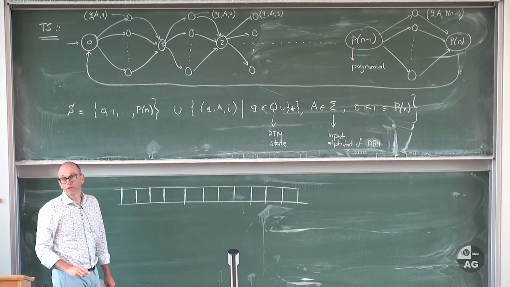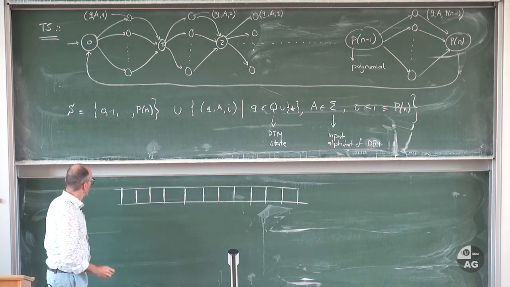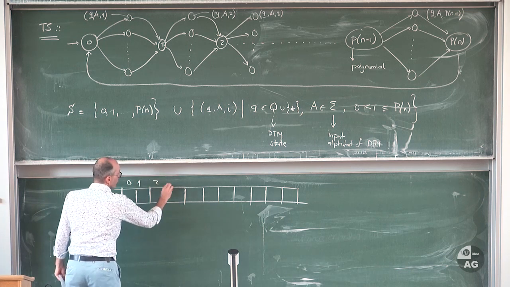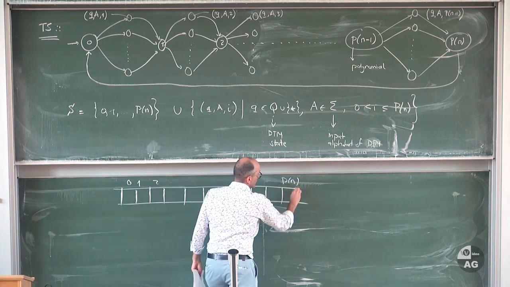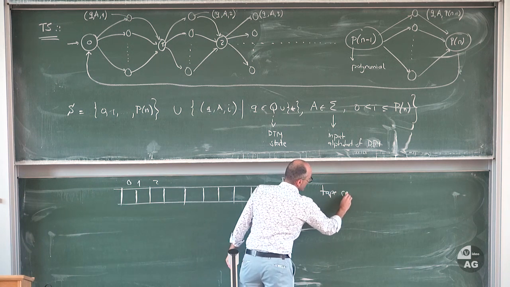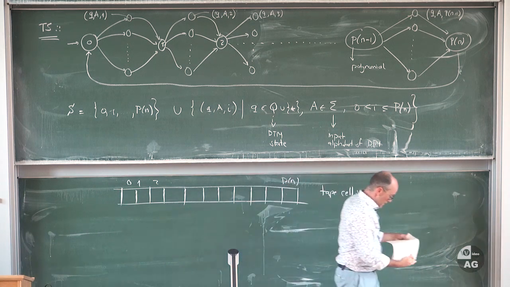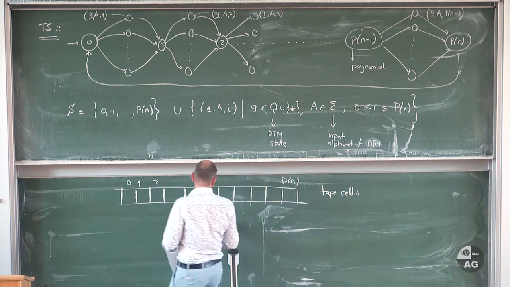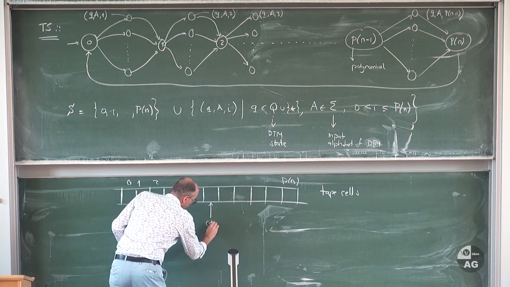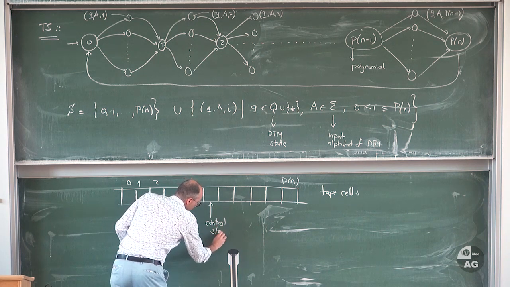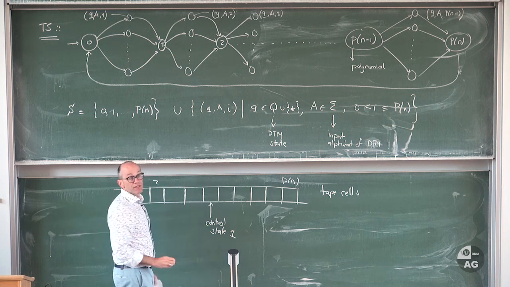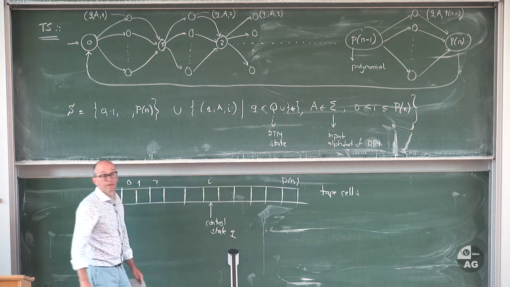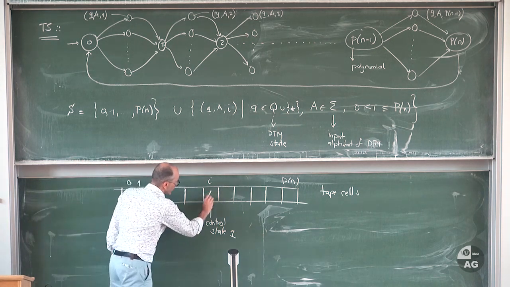How many tape cells do we have? Well, polynomially many. We number them 1, 2, 3, etc. up to P(n). These are the tape cells. And then we have a control state, so maybe we want to model that the control state is Q, and the head of the Turing machine is pointing to cell I. At this position there is symbol A.